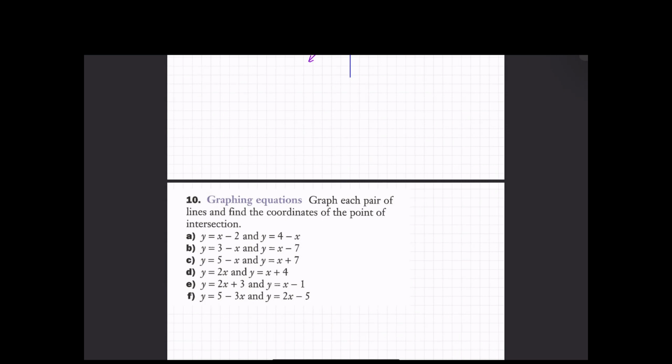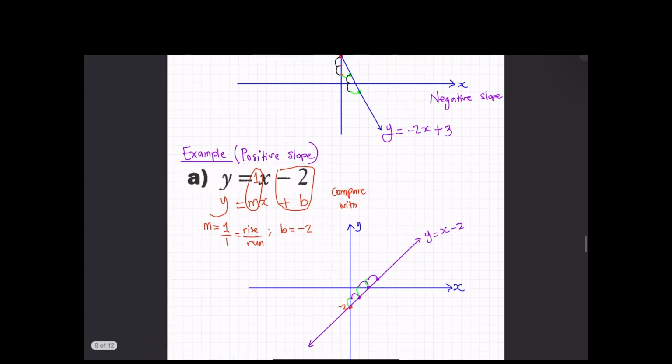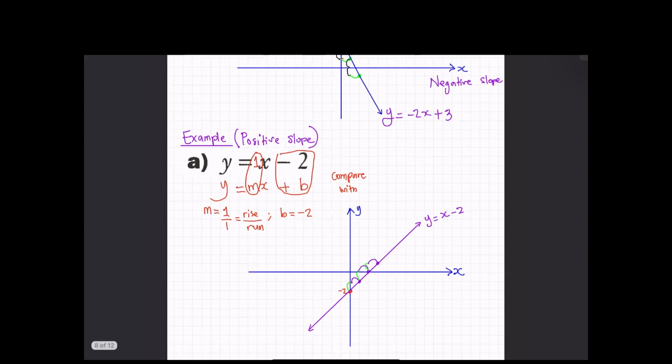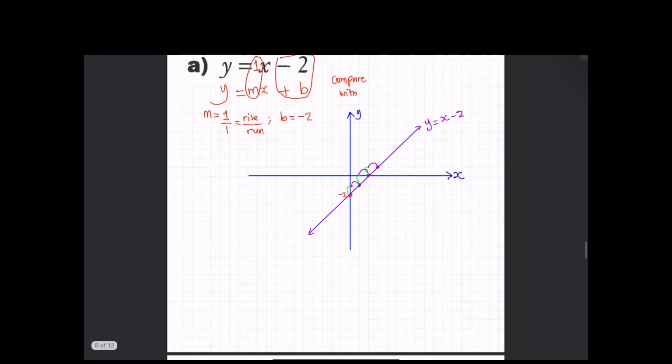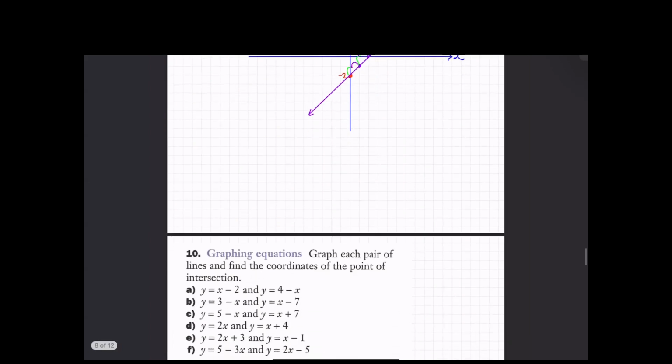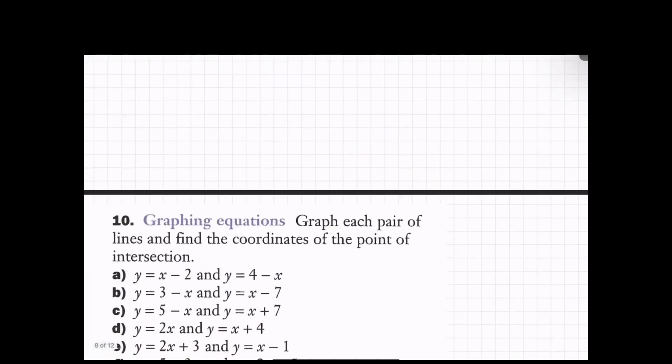graph equations of two lines, or graphing each pair of lines and finding the coordinate of the point of intersection. So basically, you're going to be repeating what I've done here, but in this case, we are doing it for two different equations and then finding the intersection point. So it is completely necessary for you to have your graphing paper ready. It's very important that you have an actual graphing paper ready for the next video, which will be about finding the point of intersection of two given equations.